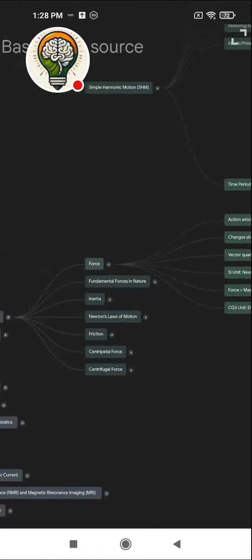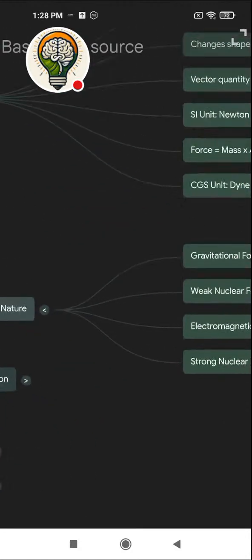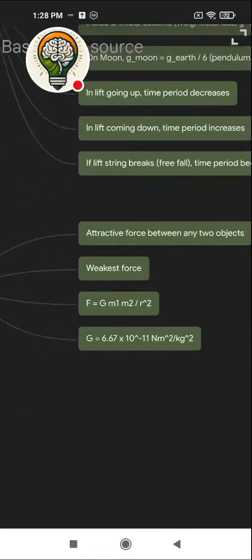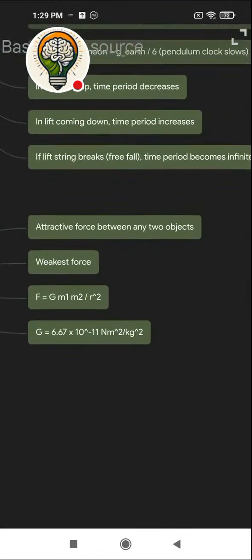Then the fundamental forces in nature. First, gravitational force: the attraction force between any two objects with mass. It is the weakest force, and F equals G m1 m2 per r square, where G, the gravitational constant, is 6.67 into 10 power minus 11 Nm square by kg square.